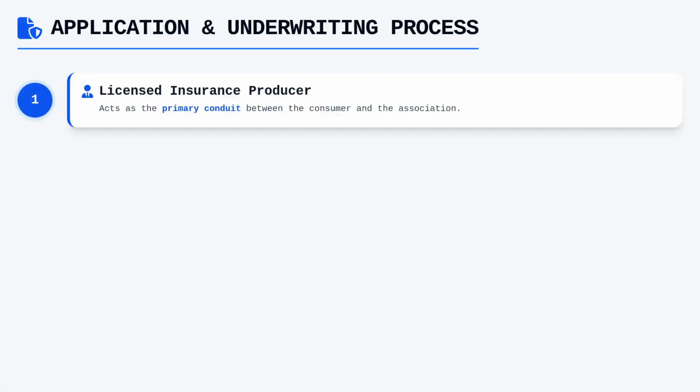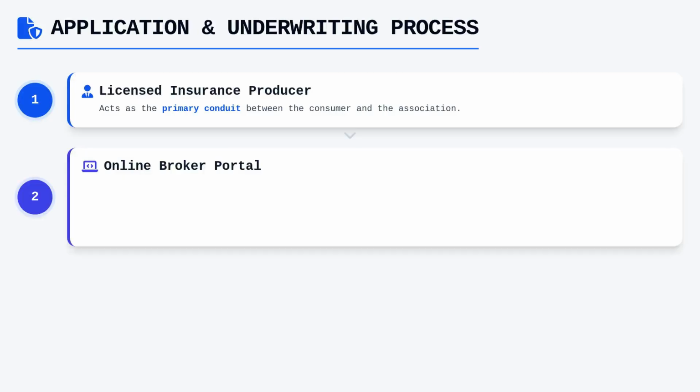The application process relies heavily on licensed insurance producers who act as the primary conduit between the consumer and the association. A broker must submit the initial application along with comprehensive documentation via the online broker portal, which serves as the centralized hub for managing these risks.